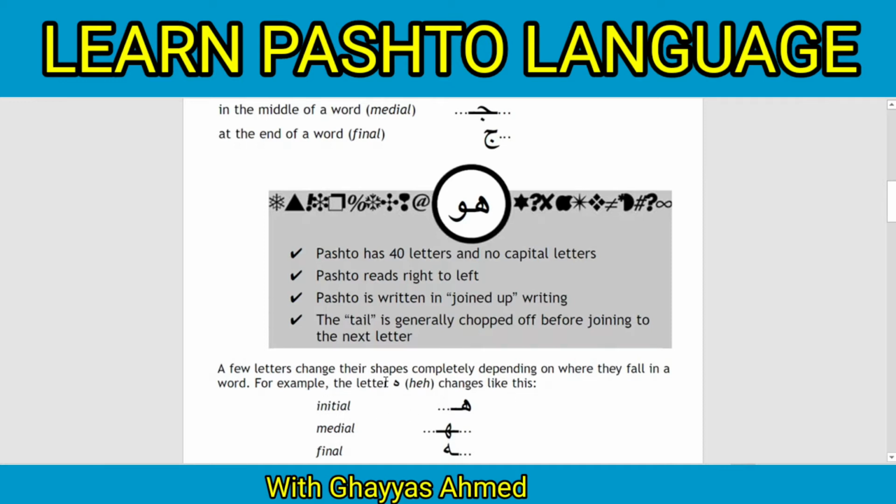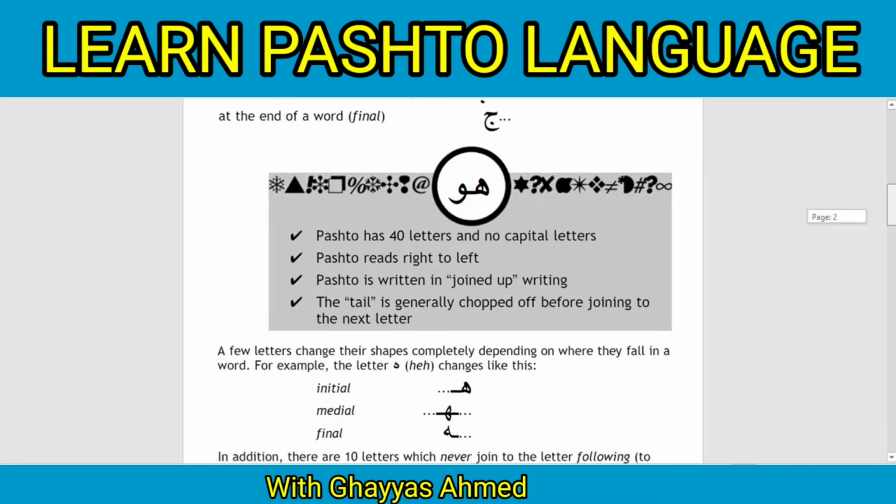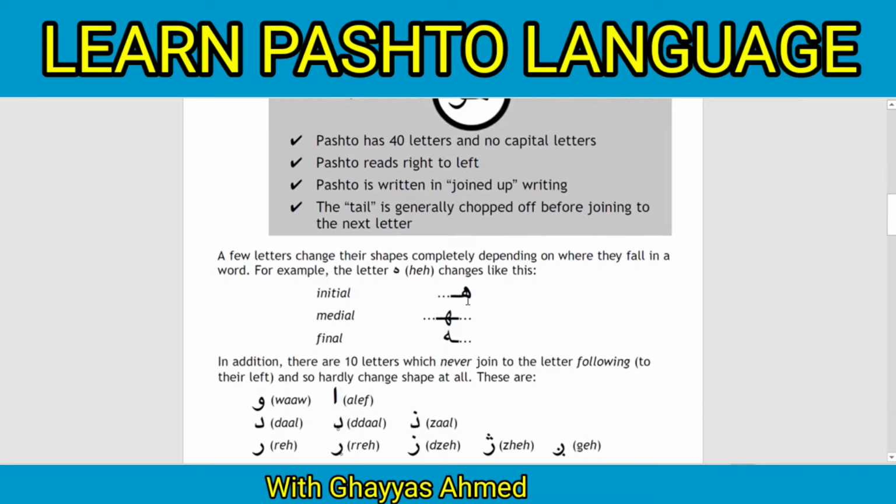For example, the letter He changes like this: at initial, this shape; medial, this shape; final, this shape.